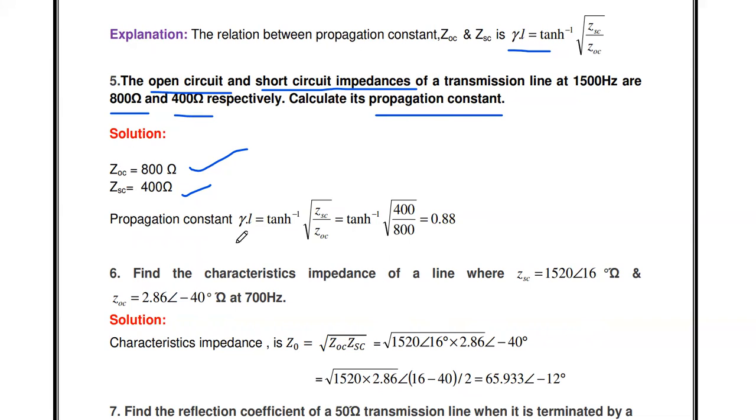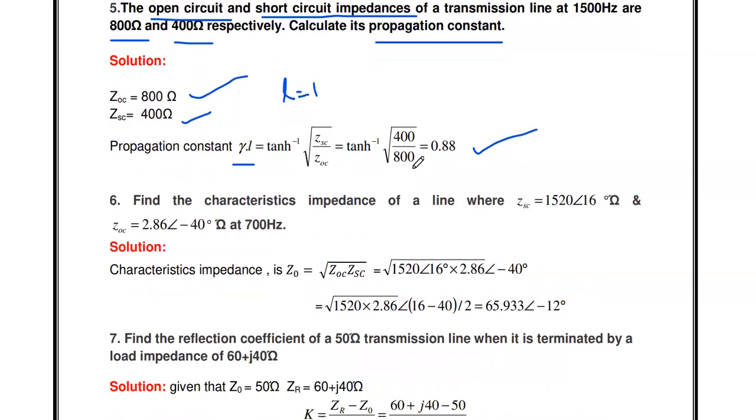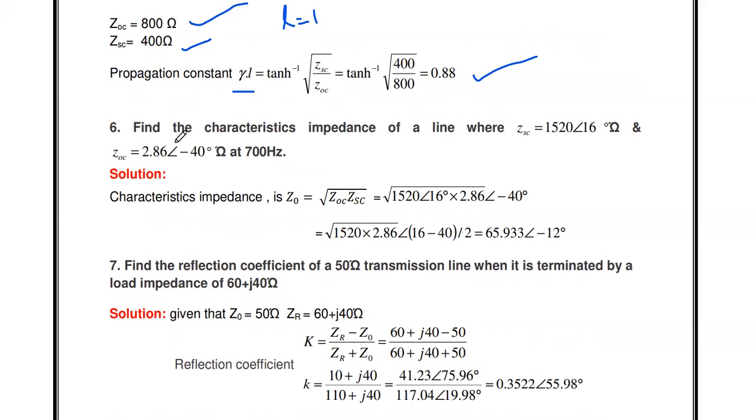Already you know the propagation constant eta into L is equal to tanh inverse of the square root of ZSC divided by ZOC. The length is not given, so we consider the length L equal to 1. So the propagation constant eta equals tanh inverse of the square root of 400 divided by 800. We get the answer 0.88. This is the propagation constant. This is a 2-mark problem. Then, similar to this one, see the next question.